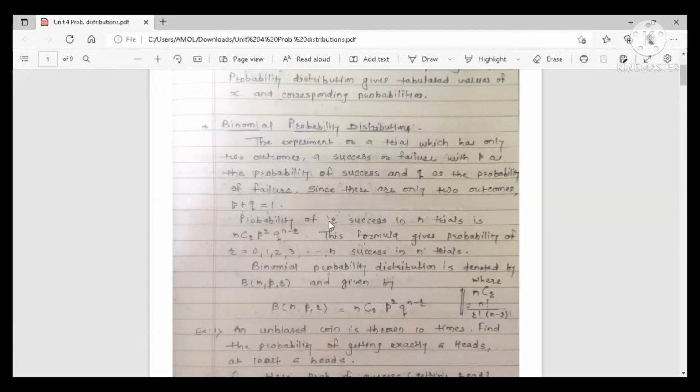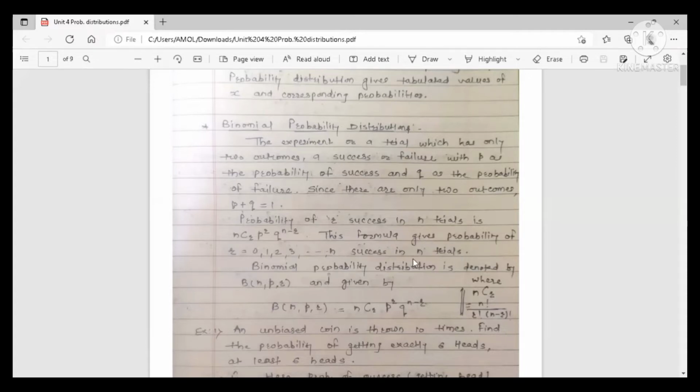Now the probability of R successes in n trials is nCr into P raised to R into Q raised to n minus R. Consider n number of trials. In n number of trials, suppose R times you are getting success. Then the probability of getting success R times in n trials is given by nCr, combination, into P raised to R into Q raised to n minus R. You know P is the probability of success and Q is the probability of failure. This formula gives probability for R equal to 0, 1, 2, 3 up to n successes in n trials.